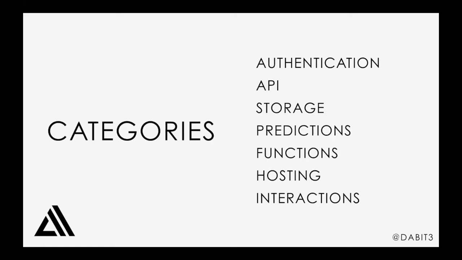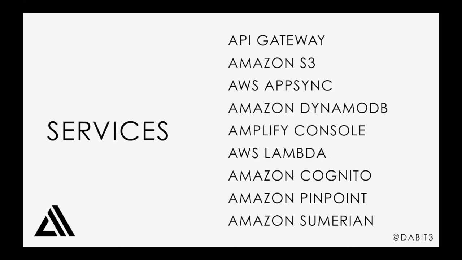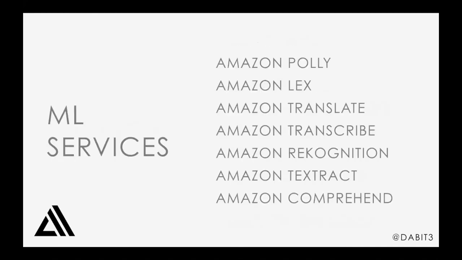But within storage, we have multiple services. For instance, storage is also not only S3, but also DynamoDB. API is GraphQL and also REST. And we're thinking about adding more options to the API category. But that's the general idea. And then under the hood, the services that we implement are many. So API Gateway, I mentioned that, of course, AppSync, DynamoDB, Amplify Console Hosting, AWS Lambda, Cognito, Pinpoint, Sumerian. So Sumerian for XR. So we do allow you to embed augmented reality and virtual reality scenes within your app. And then we also support a bunch of ML services.